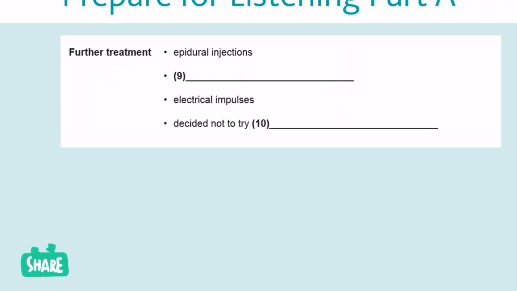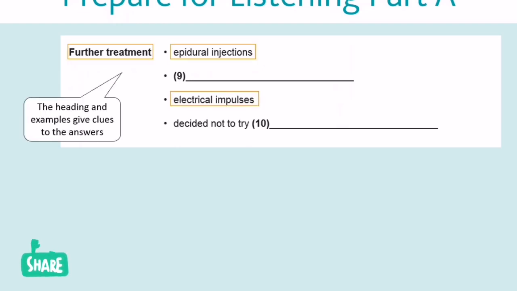Let's look at a sample question from listening part A. The paper will be arranged with a series of headings, examples, and gaps, and these provide useful clues to the information you need to listen out for to record the answer.